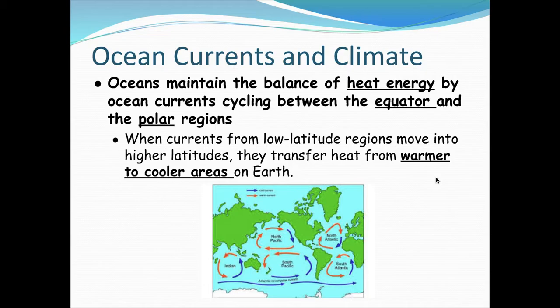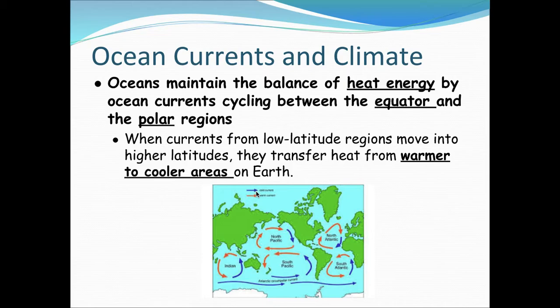Surface currents maintain the balance of heat energy. Remember, this is the answer to our essential question between the equator and the polar regions. The red arrows represent warm currents. This is moving warm water.